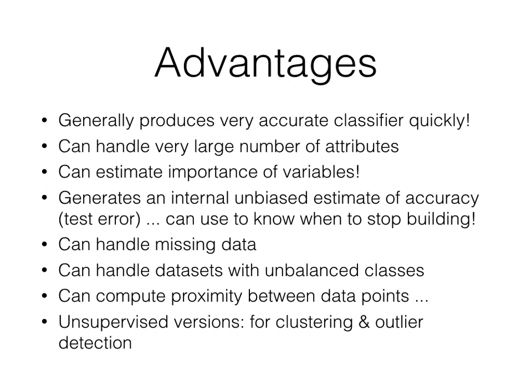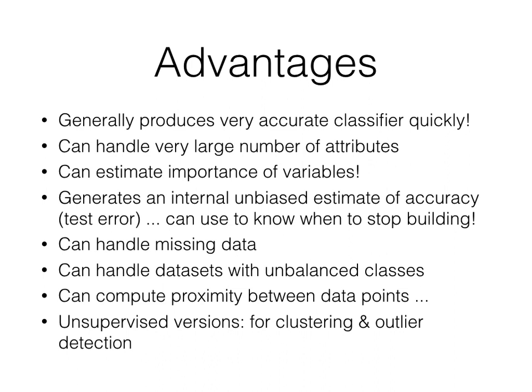Another advantage is that it generates an internal unbiased estimate of the error, the accuracy, or the test error, and you can use that to know when to stop building the random forest, so if you've built enough trees. This is a really useful thing, because if you think about it, what we've done with the decision tree on its own is we need that separate test set to be able to work out the accuracy of the classifier. So what I'm saying here is that random forest can automatically do that without having a test set, and that's quite a remarkable and useful thing.